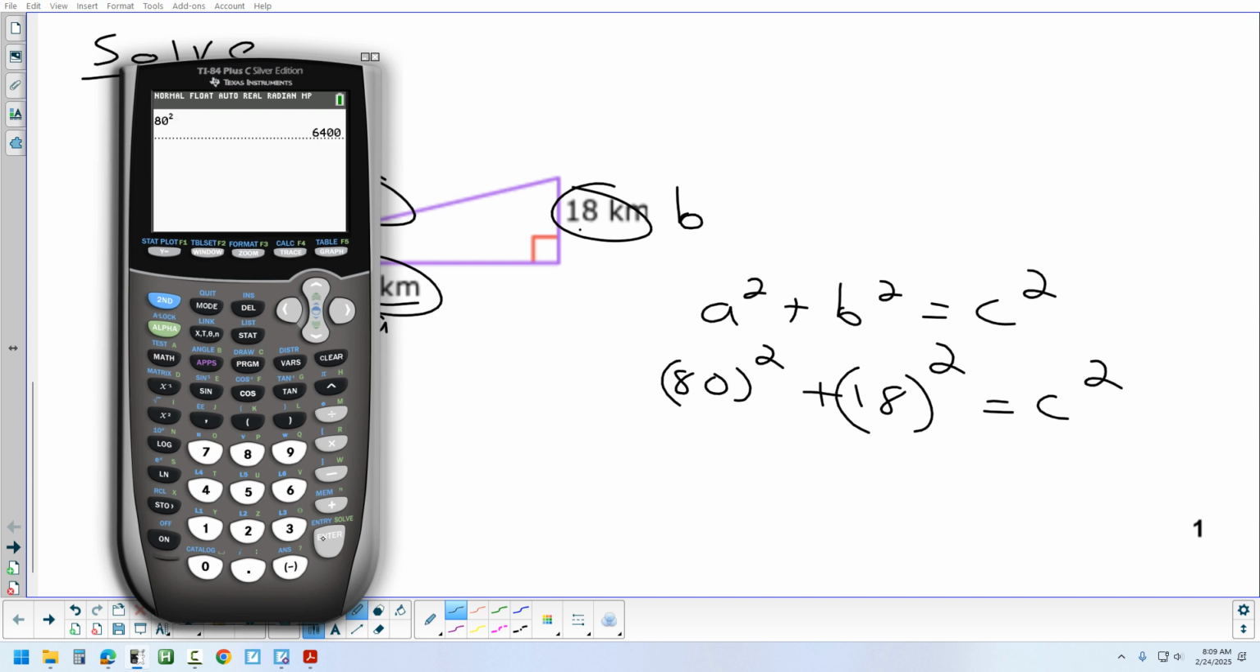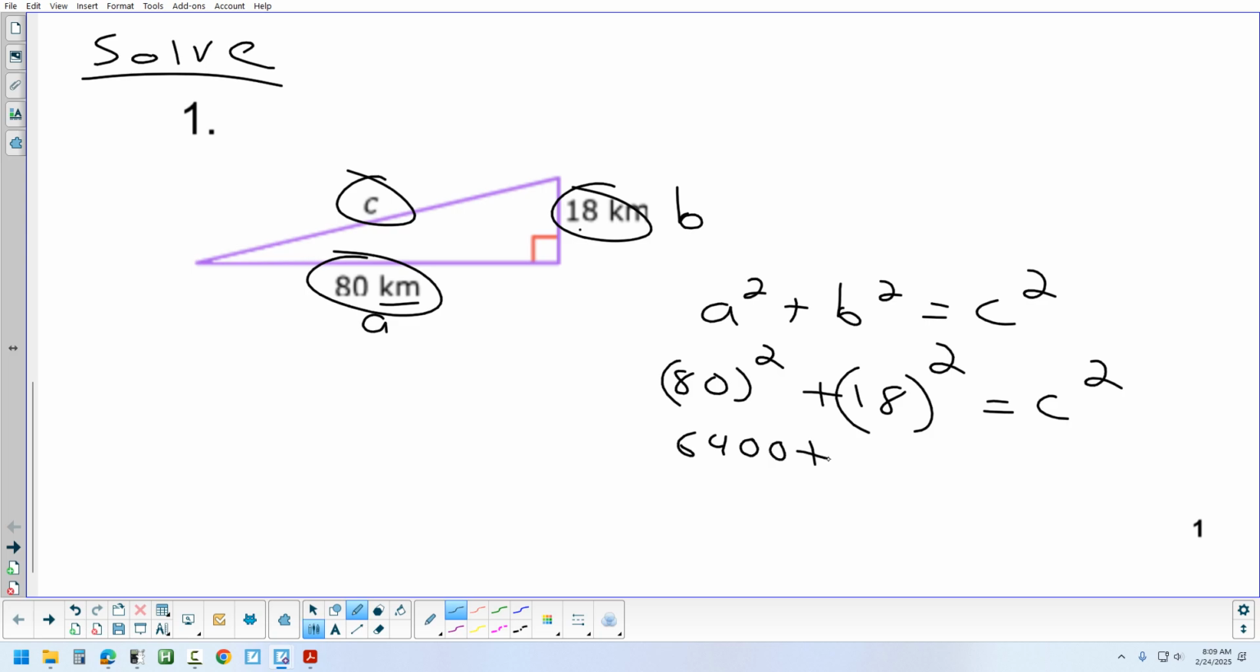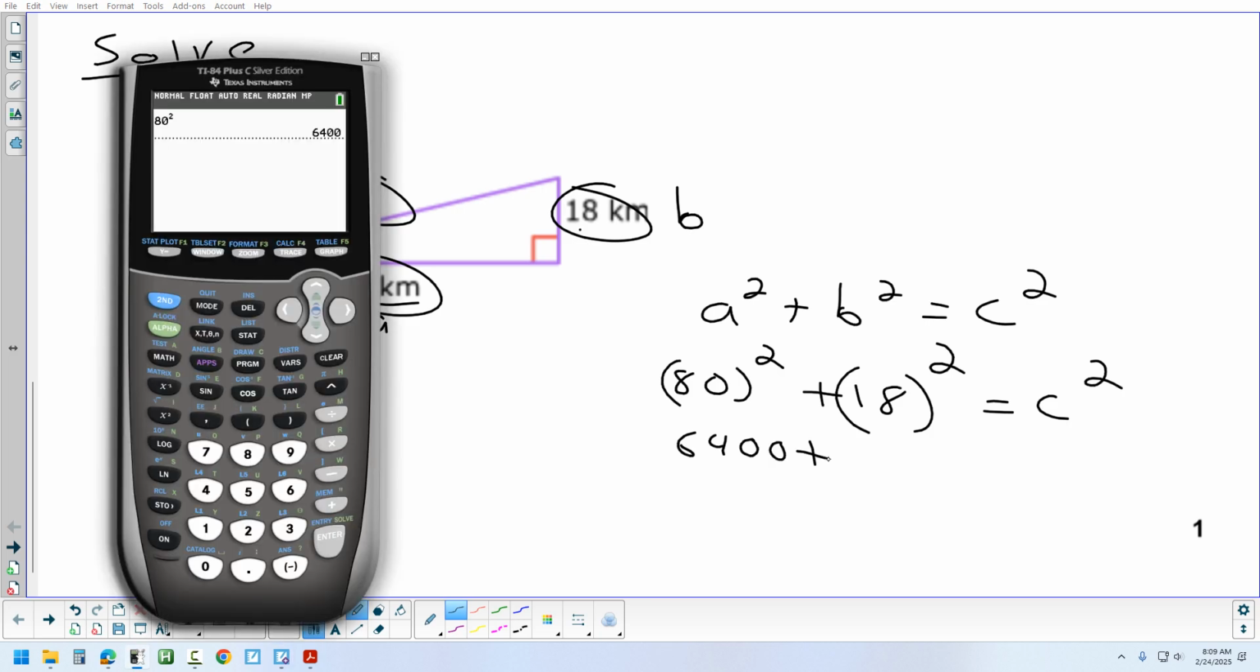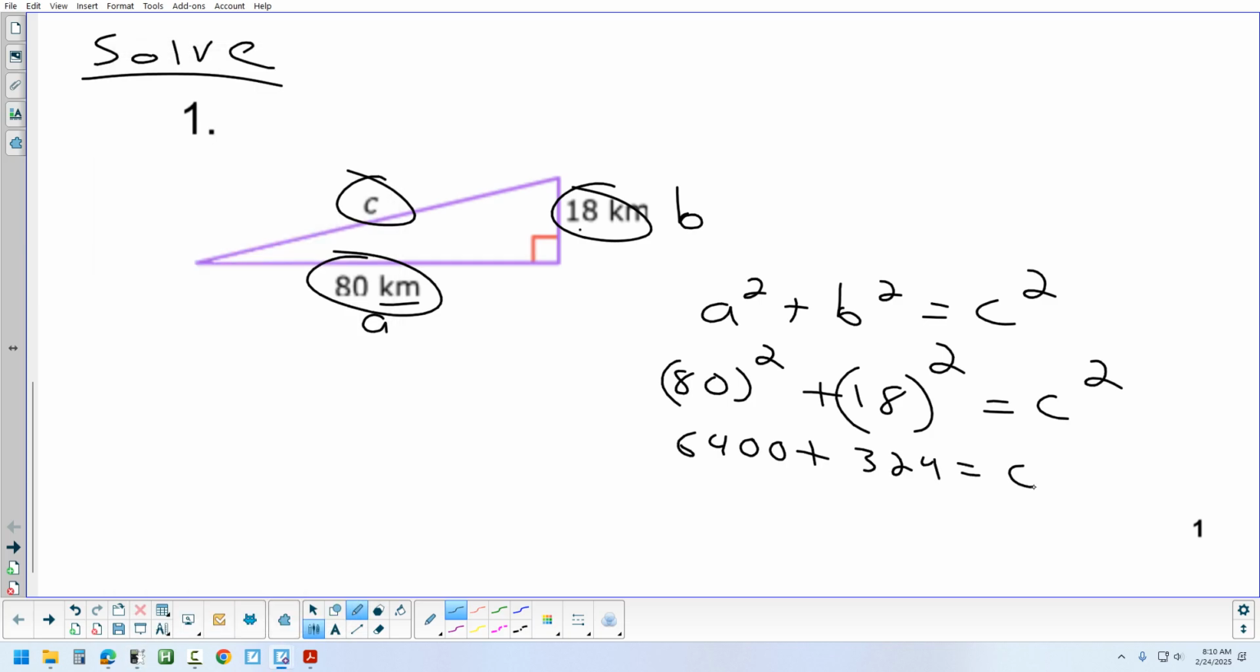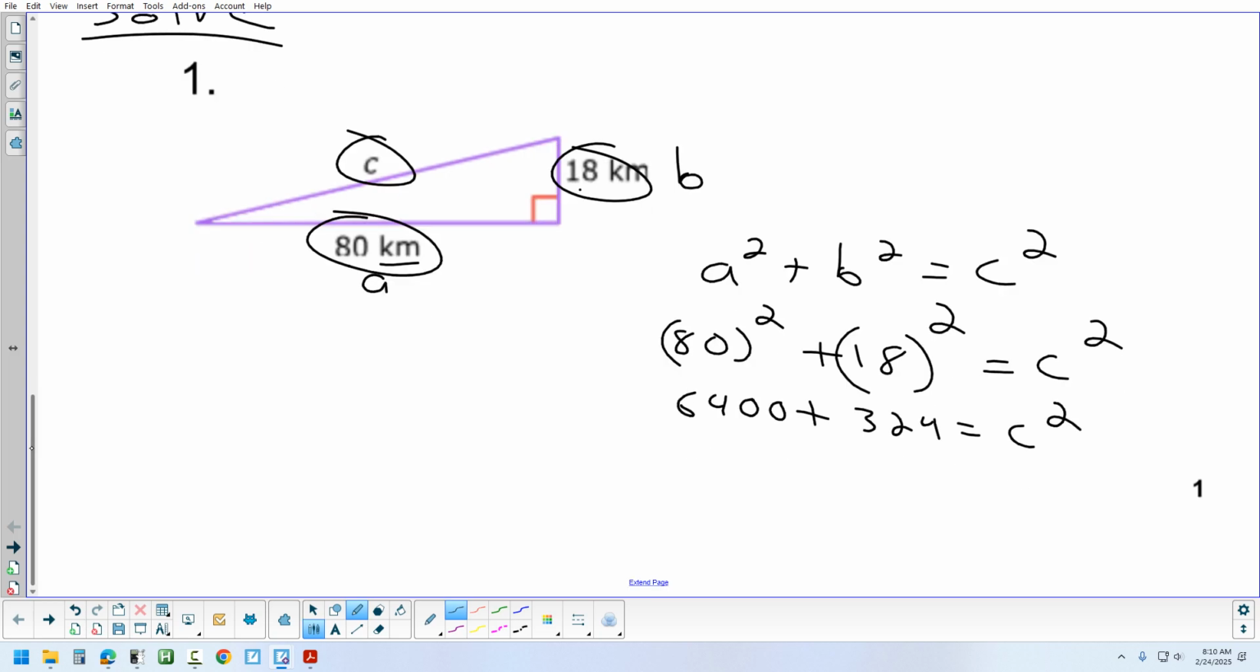Okay, so we get 6,400 plus, and then 18 squared. That's a little harder without a calculator, so we're going to use that to figure it out. 324. Okay, and what do I get if I add 6,400 and 324? 6,724. Yep, 6,724. Now that's not C. 6,724 is C to the second power. What we want is that.